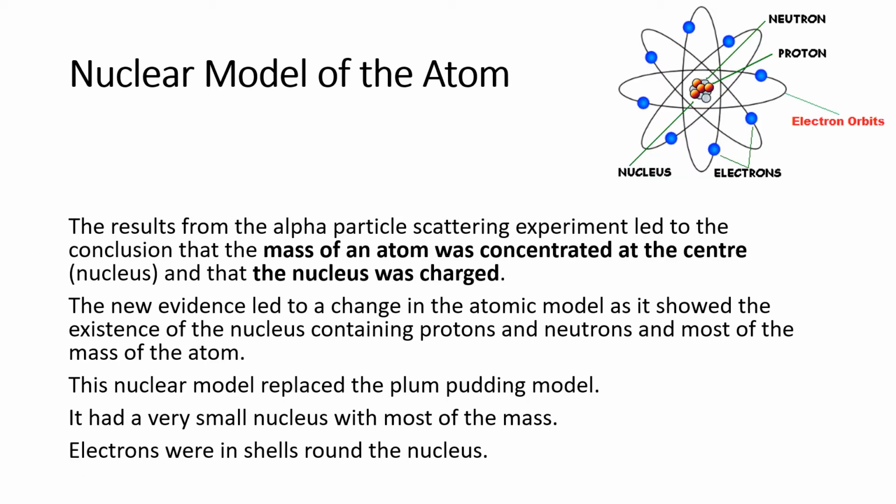Then they did the scattering experiment, where they fired alpha particles at gold foil, and this suggested that the mass of an atom was concentrated at the centre and the nucleus was positively charged. This new evidence meant that they had to change the atomic model, as it contained protons and neutrons with most of the mass of the atom at the centre of the atom. So the nuclear model replaced the plum pudding model. It had a very small nucleus with most of the mass, and the electrons are in shells around the nucleus.